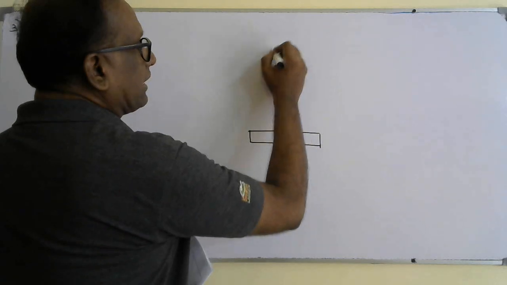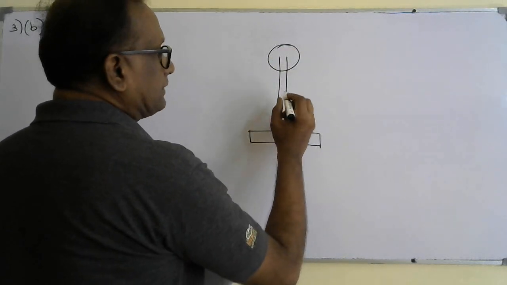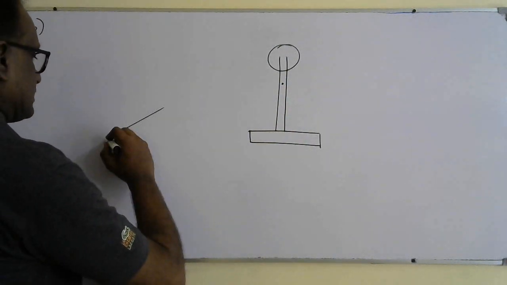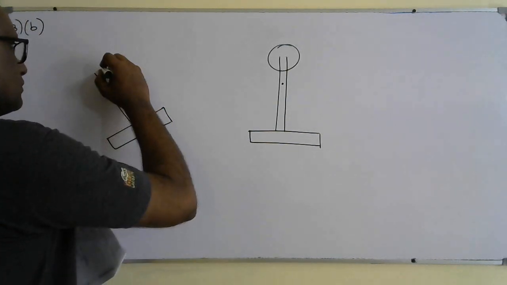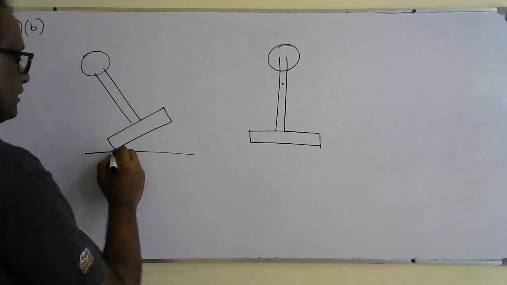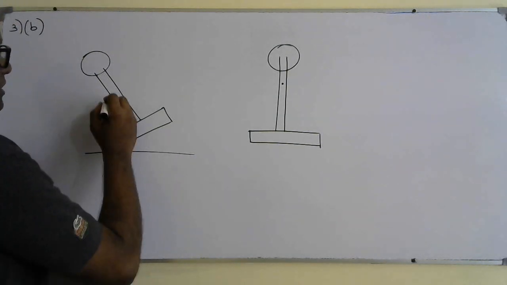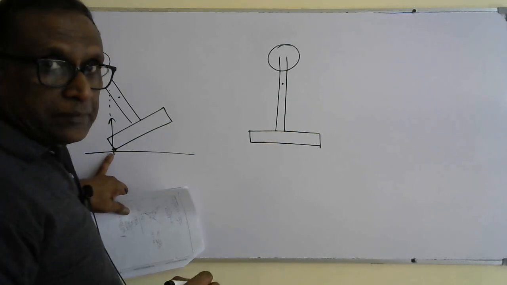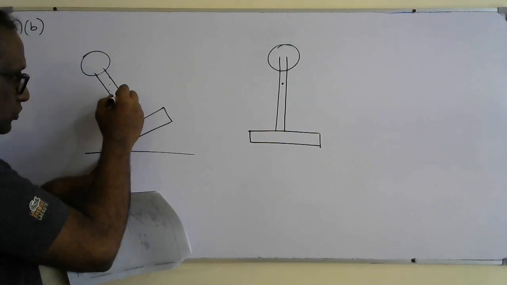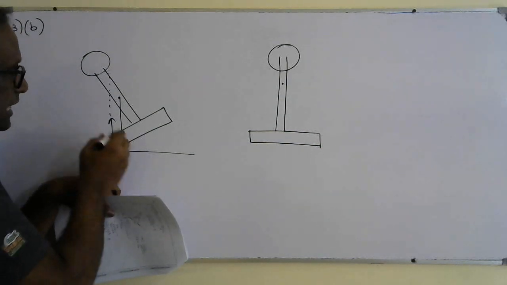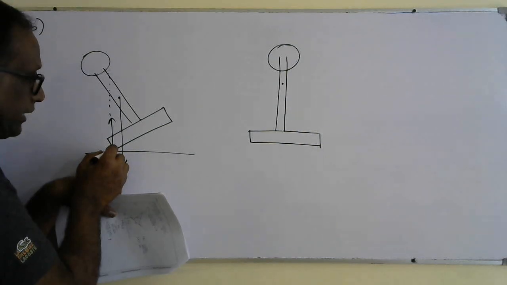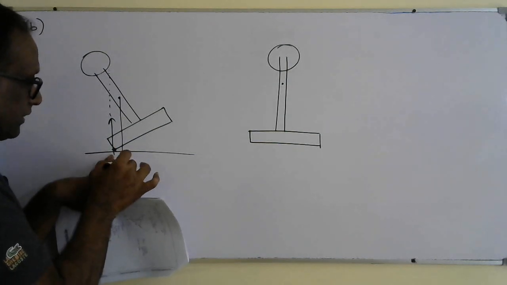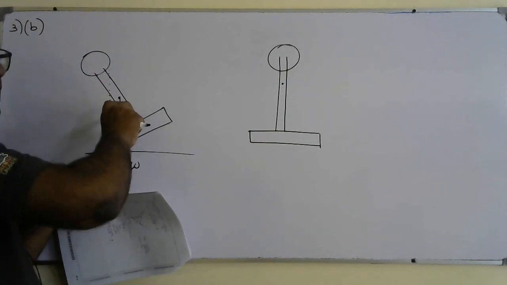The reason: if this object is tilted, imagine the center of mass of this object is somewhere here. When you tilt it like this, it's in contact here, so the normal reaction will act at the point of contact. The line of action of the normal reaction will be this one. The weight will act through the center of mass. So there are only two forces acting on the object: the normal reaction at the contact point, and the weight from the center of mass.